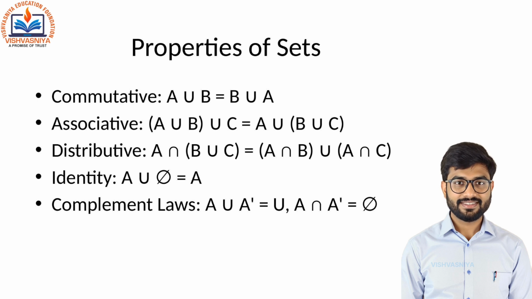Identity property. There are two identity elements. For union, A ∪ ∅ is equal to A. For intersection, A ∩ U, the universal set, is equal to A.